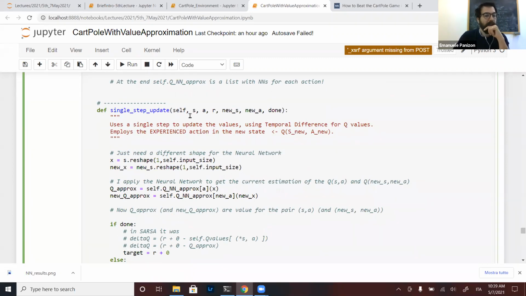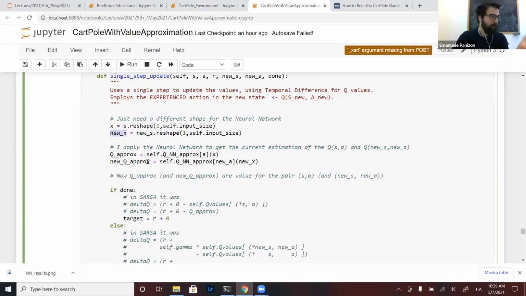Then the single step update is that I get a state, I get an action, I get a reward, I get a new state, I get a new action. Now, I've just modified this to, in a sense, answer your question. S is the state, X, which I needed to reshape because the neural network requires a vector of other dimensions. This is a technical issue, but I'm calling it X, okay? Because even if it's the state, we are dealing with the feature vector. So this is the feature vector of the state S. This is the feature vector of the state S prime, the new state.